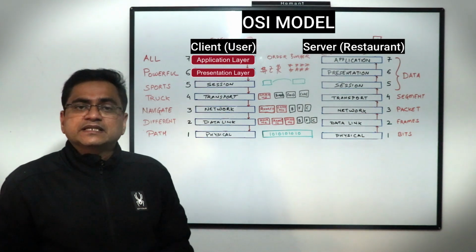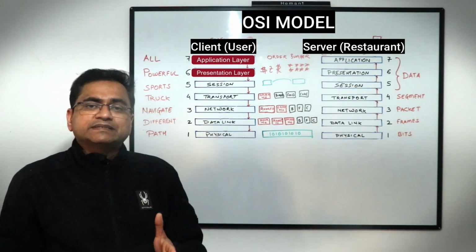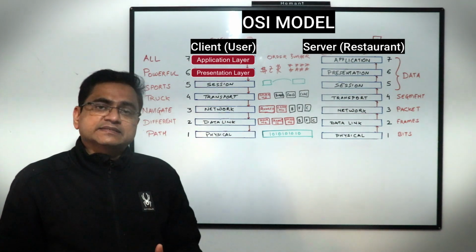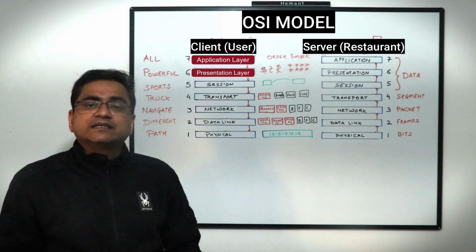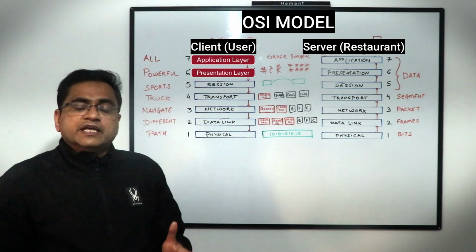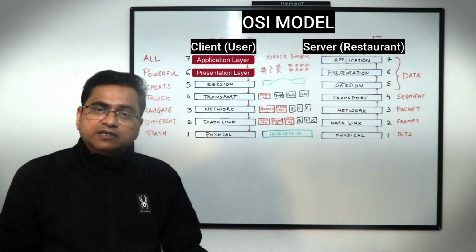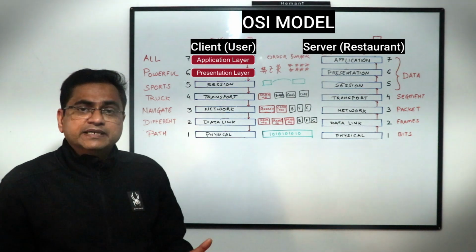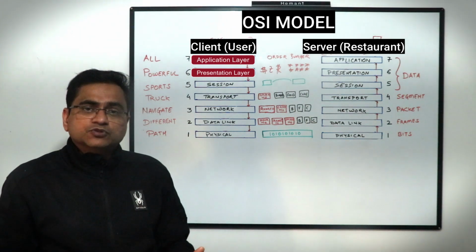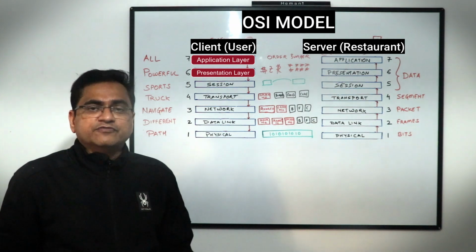So this is the presentation layer. It makes sure that the data is structured in a way both the sending and receiving systems understand. It also handles encryption, compression and encoding. If this layer didn't exist, one system might say burger and the other system might interpret it as pizza. So it ensures both sides speak the same format.